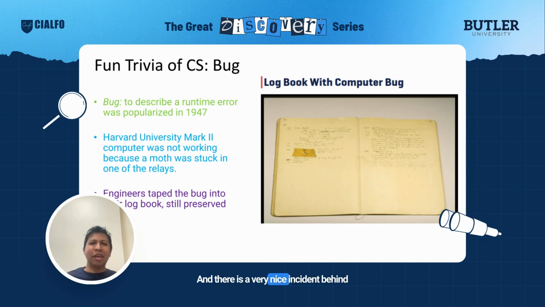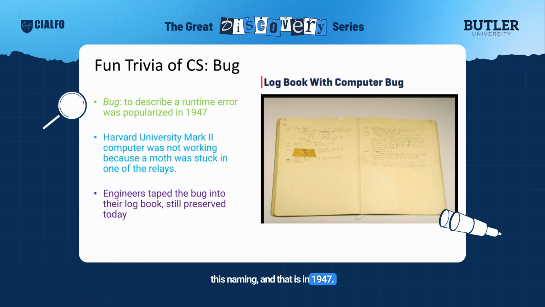And there's a very nice incident behind this naming, and that is in 1947. Nowadays you use routers and so on to send data from one place to another. In those days we had relay machines, and at Harvard one of the relay machines, named Mark II, was not exactly working. Okay, and the engineers found that a moth had died in the relay machine or the tape, and what they did, they took that moth out and pasted it in their logbook saying because of this bug the machine was not working. And since that 1947 incident, bug has become popular, and nowadays we never call it a programming error, we typically call it a bug.